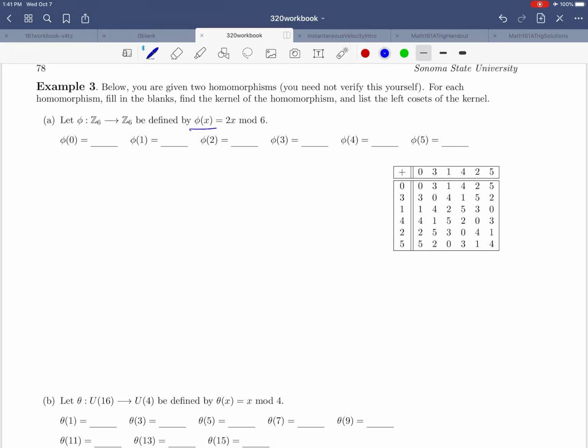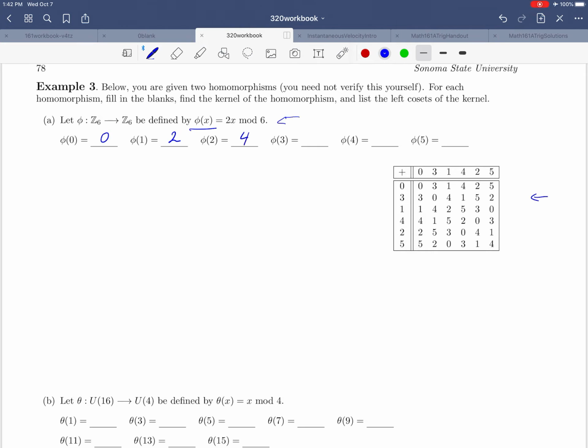phi of x equal to 2x mod 6. We see the Cayley table right here, but you can also use a formula to figure out what phi of 0, 1, 2, 3, 4, and 5 are. Okay, so what's phi of 0? Well, that's 2 times 0 mod 6, that's 0. Phi of 1 is 2 times 1 mod 6, that's 2. Phi of 2, that's 2 times 2, that's 4, mod 6 is 4.